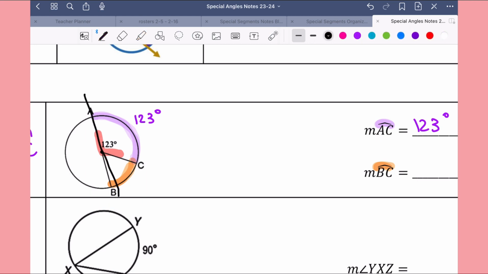We should know that half of a circle is how much? 180. And so if this section is 123, then I can find this section by subtracting from 180. So that arc would be 57 degrees right here. Okay. All right. And that's it for central angles.